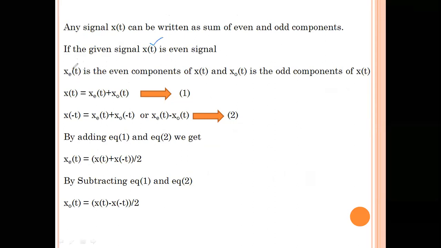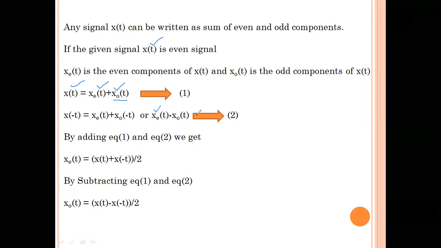So any signal x of t can be written as the combination of even parts of x of t and odd parts of x of t. Even parts of x of t are denoted with x e of t. Odd parts of the same function are represented with x o of t. Suppose I replace t with minus t, what will you get? x e of minus t.